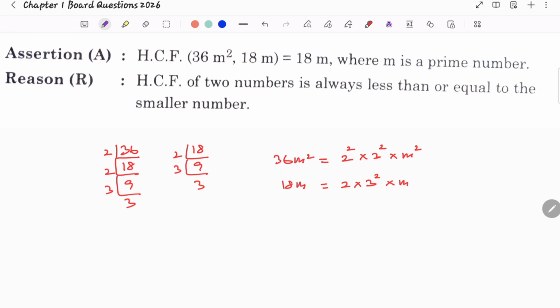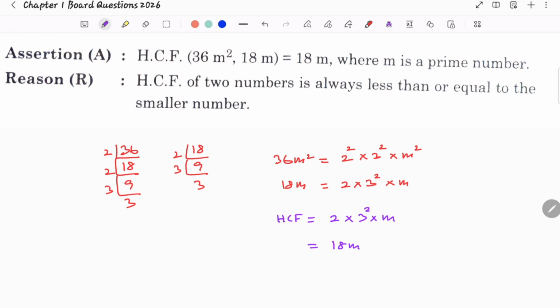Now listen, we should check the HCF value. So HCF of these two. How can you find the HCF? Write the common factors. What are the common factors in these two numbers? So 2 is a common factor, 3 is a common factor, m is a common factor. To find the HCF, choose a common factor with the smallest powers. So smallest power of 2 is 1, smallest power of 3 is 2, smallest power of m is 1. Now simplify this: 2 into 3 square, 3 square is 9, 2 into 9 is 18, so 18m. So HCF value is 18m.